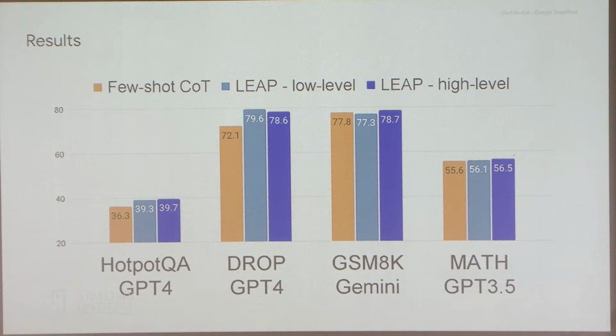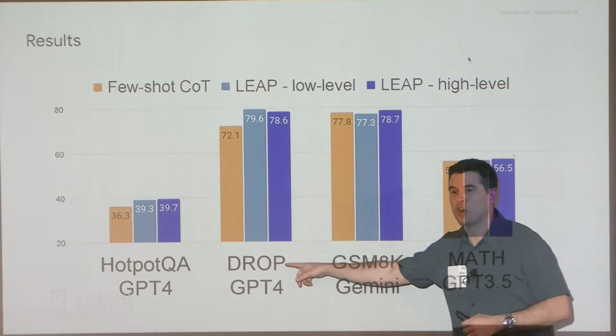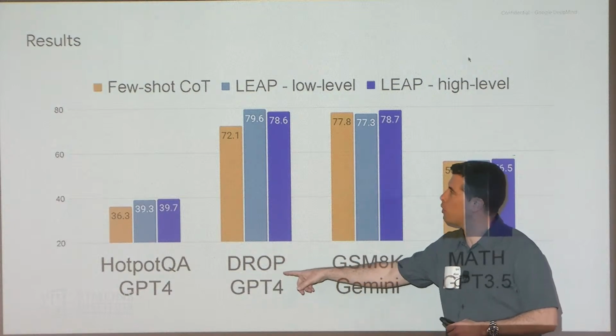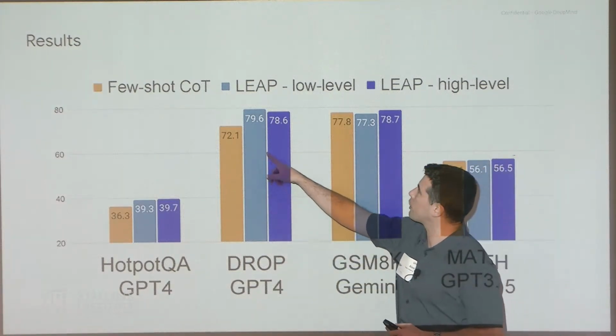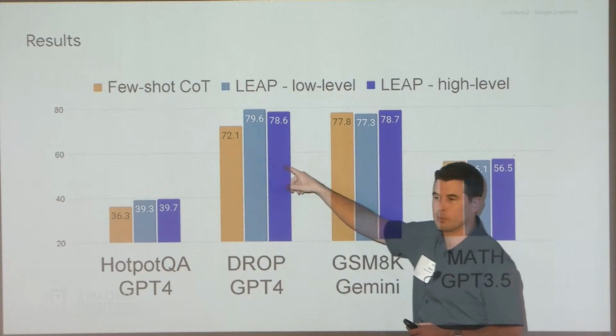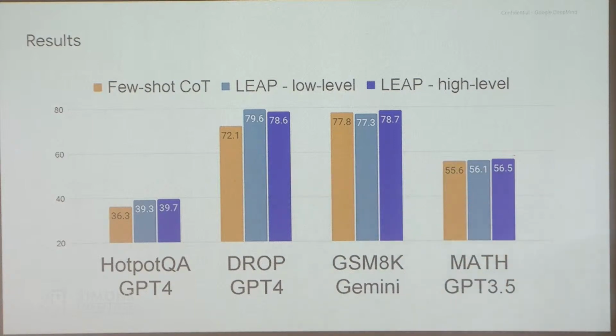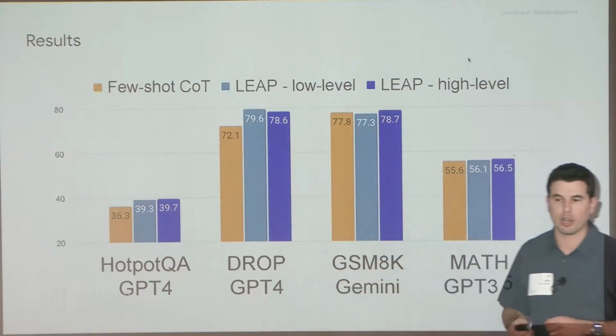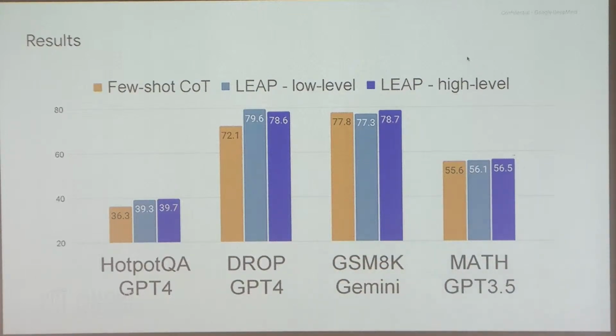As you can see, sometimes the high-level principles worked better than the low-level. Sometimes the low-level worked better than the high-level. It was mostly consistent with the task, not with the LLM. So, for example, if in the DROP benchmark, GPT-4 worked better with low-level principles than with high-level principles, the same trend usually occurred for the DROP benchmark, even with other LLMs.